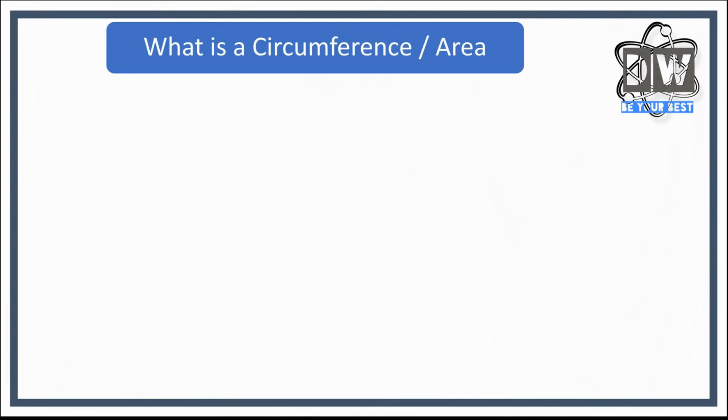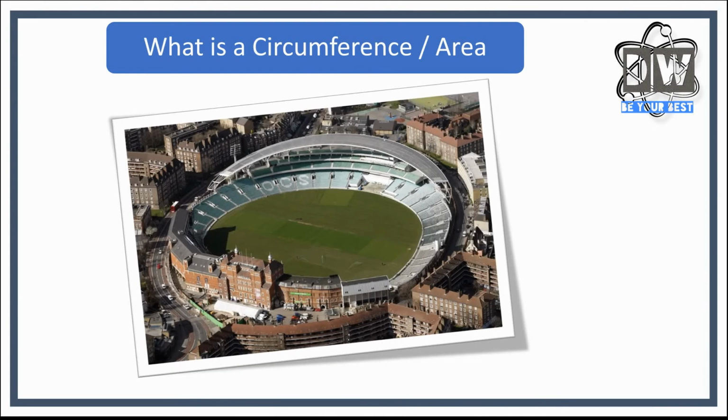So what is circumference? What is area? We've done this before. If you've watched the other ones, you'll have the same picture. Very simply, the circumference is the distance around the outside of the shape, like the little boundary line in a cricket pitch. It's like just saying the perimeter of a circle. The area is the space in the middle, the green part here. That would symbolize the area.